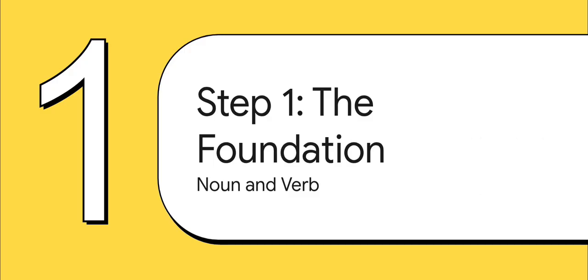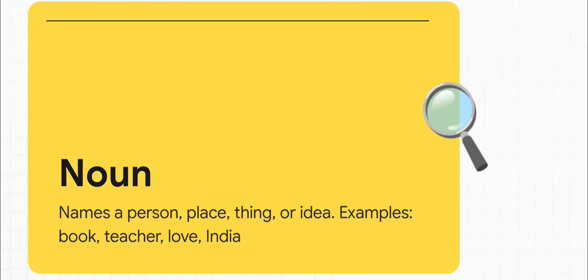Every great building needs a solid foundation, right? Well, in the world of sentences, that foundation is always, and I mean always, built with 2 crucial parts, a noun and a verb. You literally can't have a sentence without them. First up, we need a subject. A sentence has to be about someone or something, and that's the job of the noun. It's just a naming word for a person, a place, a thing, even an idea. So for our little project here, let's start with a person. How about a teacher? Perfect.